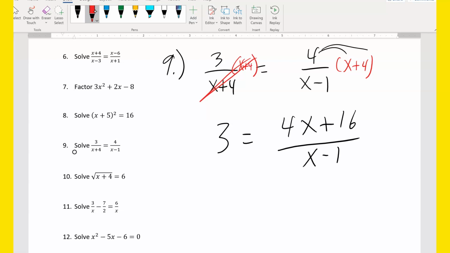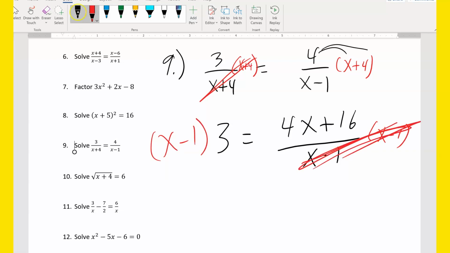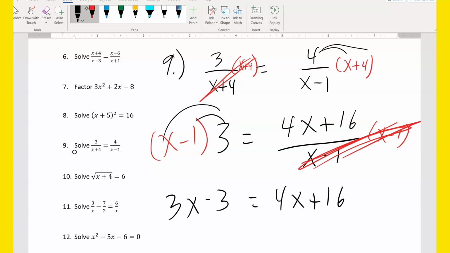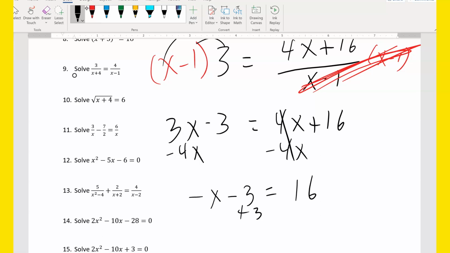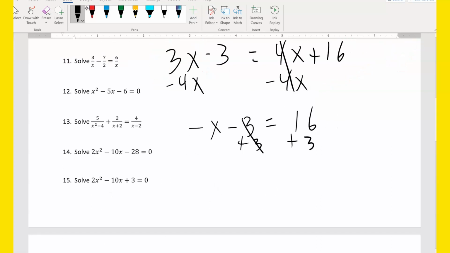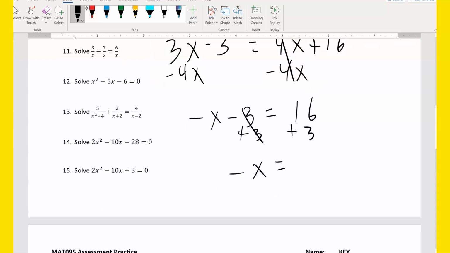Then I will get the x minus 1 off the bottom by multiplying by x minus 1. And I have to do the same thing over here. That cancels out. So that gives me 3x minus 3 when I distribute this over here equals 4x plus 16. Now just get your x's, get your like terms together. So I think I will subtract 4x from both sides. That gives me negative 1x, or just negative x, minus 3 equals 16. Then I will add the 3 to both sides to get the x by itself. That gives me negative x equals 19.